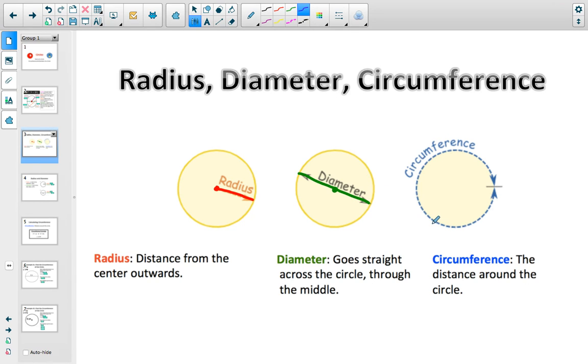Now the next term we're going to talk about is circumference. The circumference is the distance around the circle. So I'm drawing it here in blue. The whole distance around the circle is called the circumference. And we need to use the radius and the diameter in order to find the circumference.